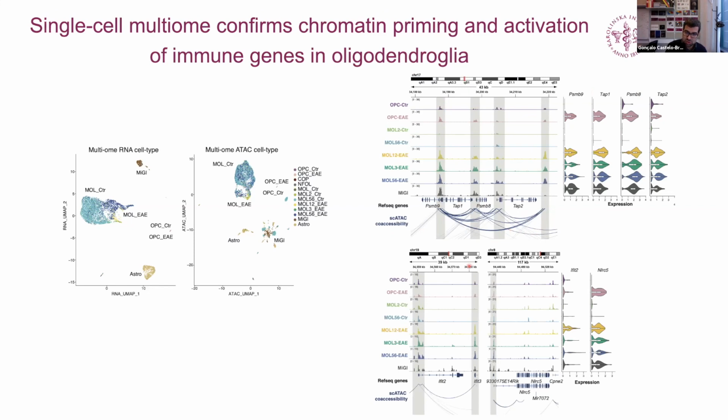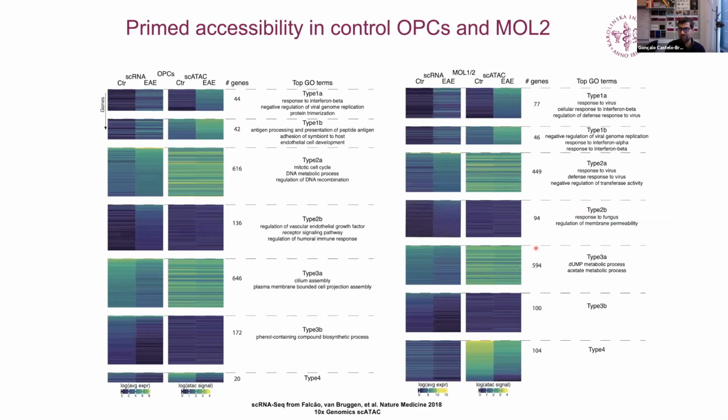However, we also saw some other classes of immune genes that exhibited, like I mentioned before, this kind of chromatin priming, where there is chromatin accessibility even in control populations, oligodendrocyte progenitors and mature oligodendrocytes, even if there is not so much expression. So we then went to investigate if this chromatin priming was a more widespread phenomenon in the immune genes.